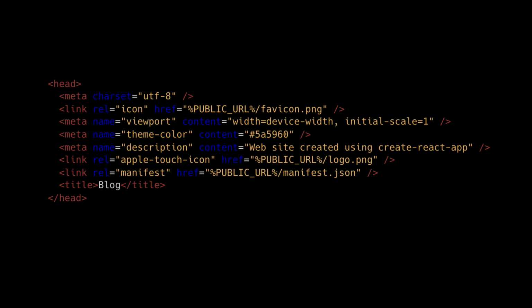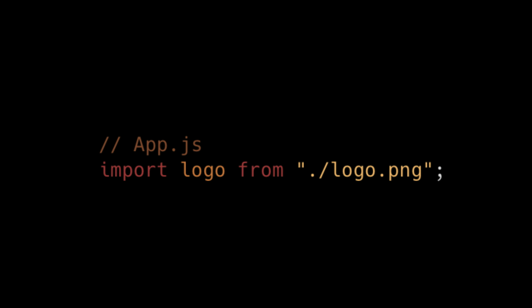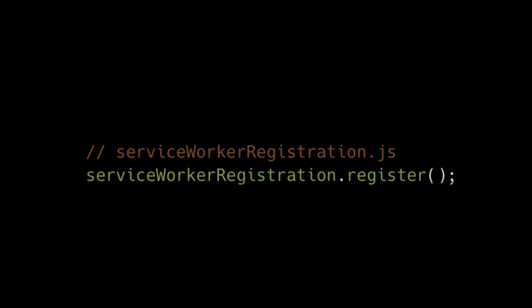Then let's update the theme color and background color in the index.html, as well as the new logo names. We'll update those. Update the logo import name in app.js, and then finally register your service worker in your index.js. So go ahead and save all, build and serve your app.